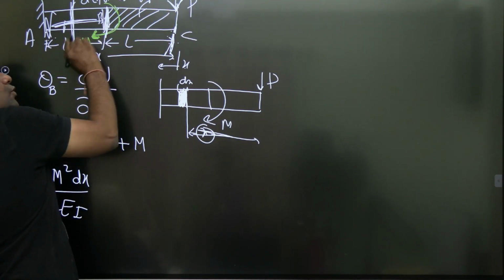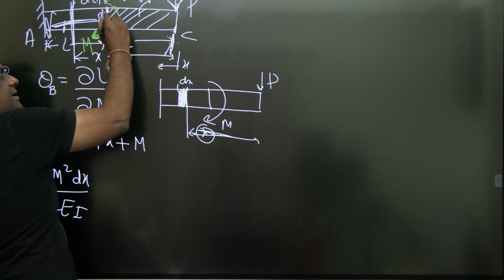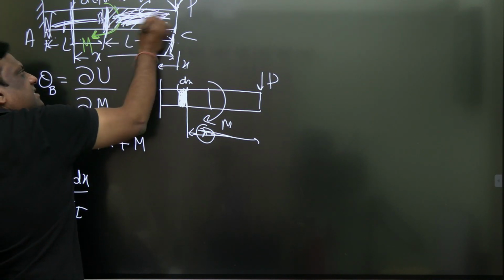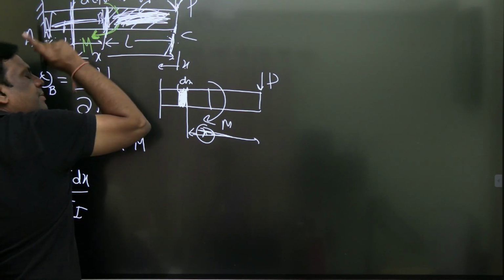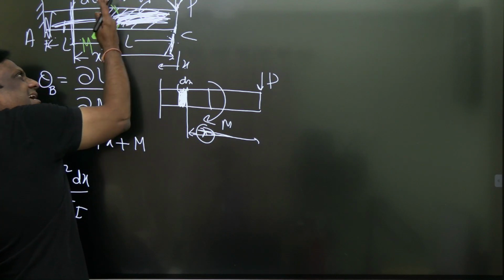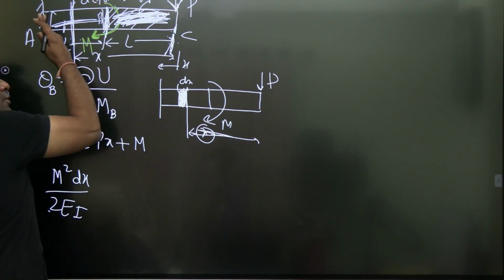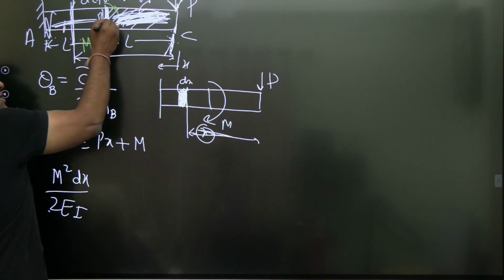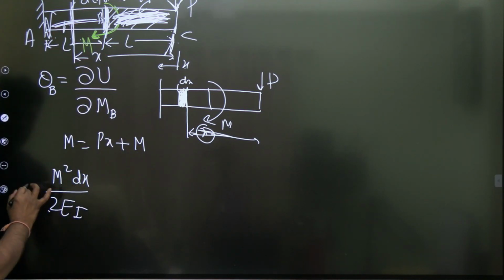to 2L. 0 to 2L means the complete length, but the first part is not absorbing any strain energy because it is a rigid member. So be careful, my dear students. Don't integrate from here to here. You integrate from this to this, this to this. So the total strain energy is given by integrating this.